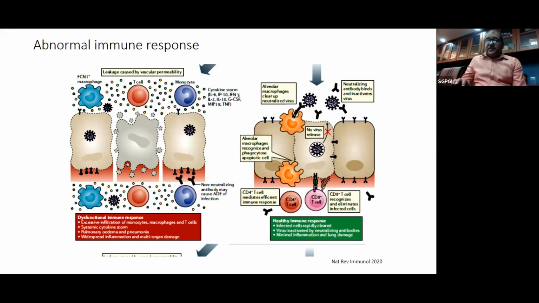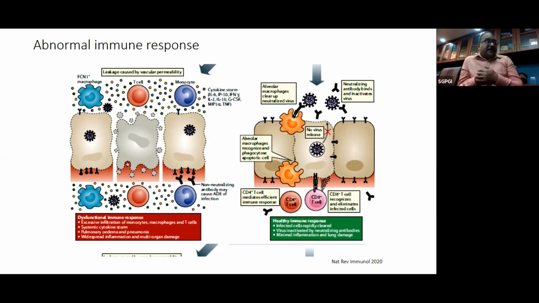Once this hyperstimulation happens, these neutrophils and monocyte macrophages secrete a lot of cytokines, as has been listed here. Predominant are IL-6, IL-2, TNF alpha, interferon gamma also, macrophage inhibitory factor 1 alpha, and many more. So these cytokines create a cytokine storm.